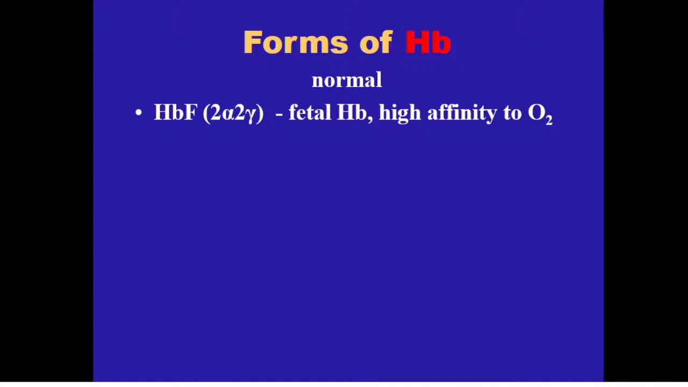Two alpha subunits are combined with two specific gamma subunits. Another gene is expressed and another subunit is synthesized. The property of this hemoglobin is a high affinity to oxygen. Lungs are not working, air is not coming, so it is necessary to take as much oxygen from mother's blood as possible. And this is an adaptation for intrauterine development.